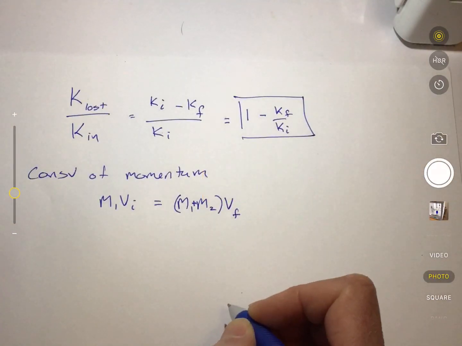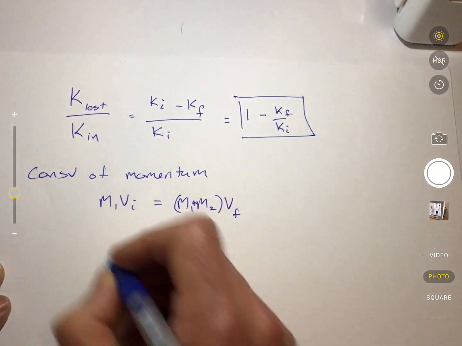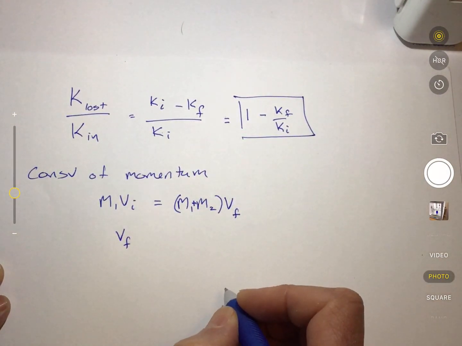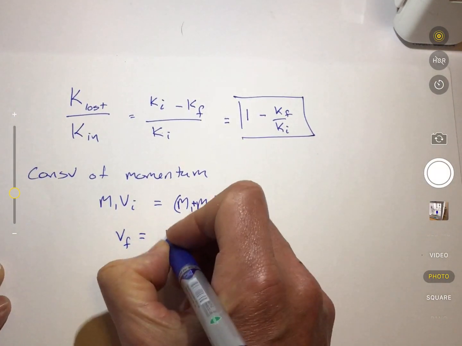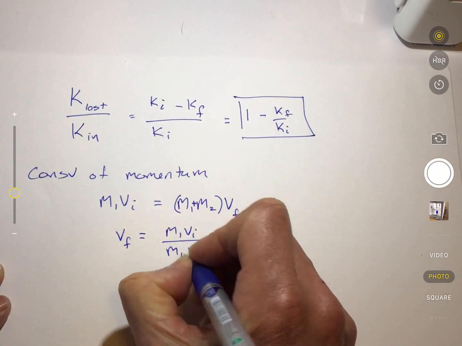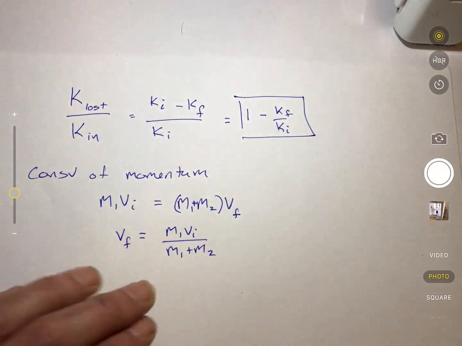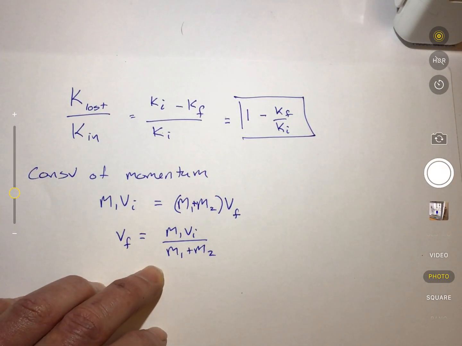Now, for reasons that'll be apparent in a moment, I'm going to go ahead and solve this for VF because I'm going to plug that in the future. And VF, you might not know if you're solving the problem like this, you might not know you need to do this right away, but you could probably come back to it. VF would then equal M1 VI over M1 plus M2. Okay, that's using conservation of momentum, right?